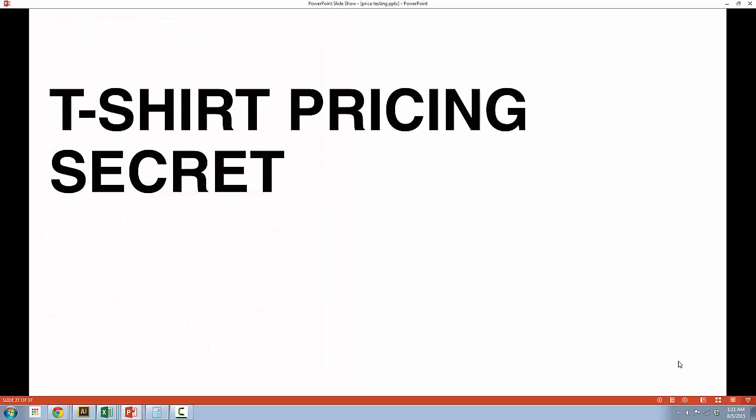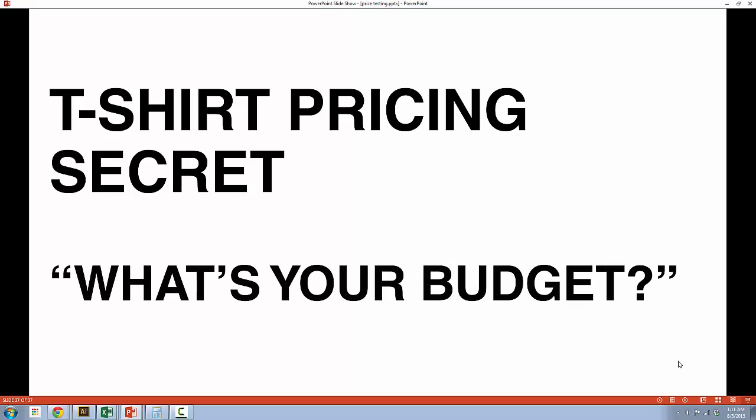So the way we do t-shirt pricing, the way we discover the budget of our customers for our budget-based pricing, is very simple. We ask our customer, what's your budget? So we're going to come right out and ask them, what's your budget? Now the logic here, while your customer may even sort of grumble at this and wonder, like, why are you asking me what my budget is?